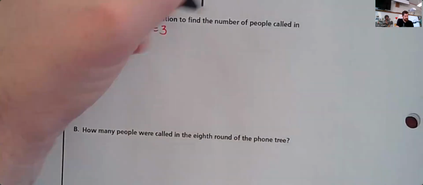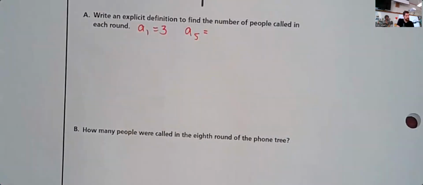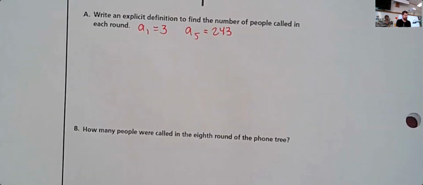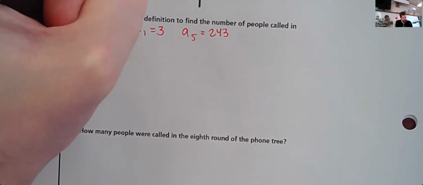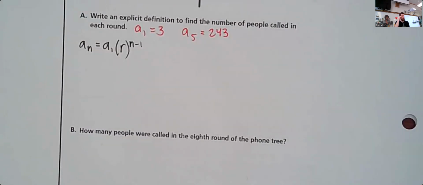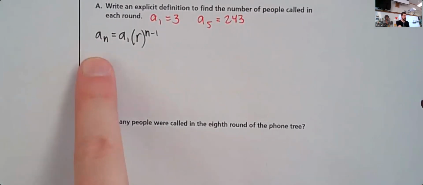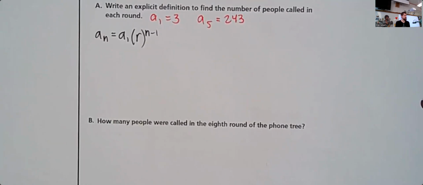In the 5th round, A sub 5, how many people were called? 243. So if we're going to be writing an explicit formula, what information do we need? Because our explicit formula says A sub n is equal to A sub 1 times r to the n minus 1 power. What are we missing from this formula right now? What do we not know yet?